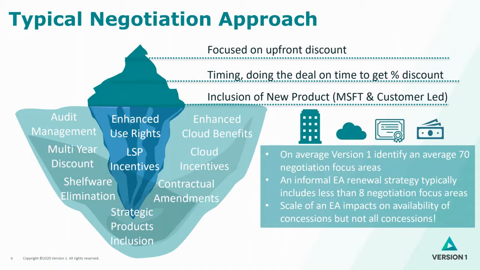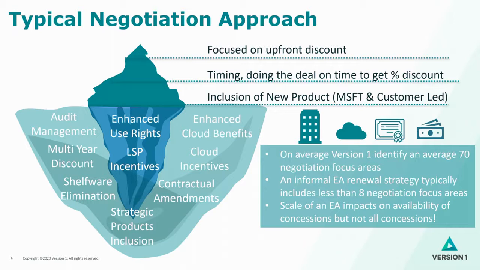So the typical negotiation approach. A lot of organizations that I've talked to or worked with in the past have found that the majority of them have focused on a couple of key things. One is always focused on the concept of an upfront discount. So getting points discount for a particular product or all products, generally linked to getting a deal done on time with certain products included, perhaps. They may be strategic products to Microsoft or the customer alike, but primarily the negotiation can be very much focused on price and price only.